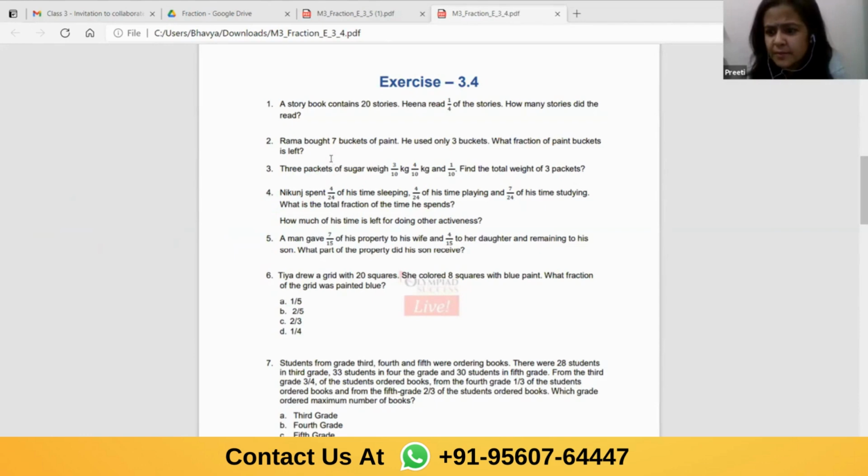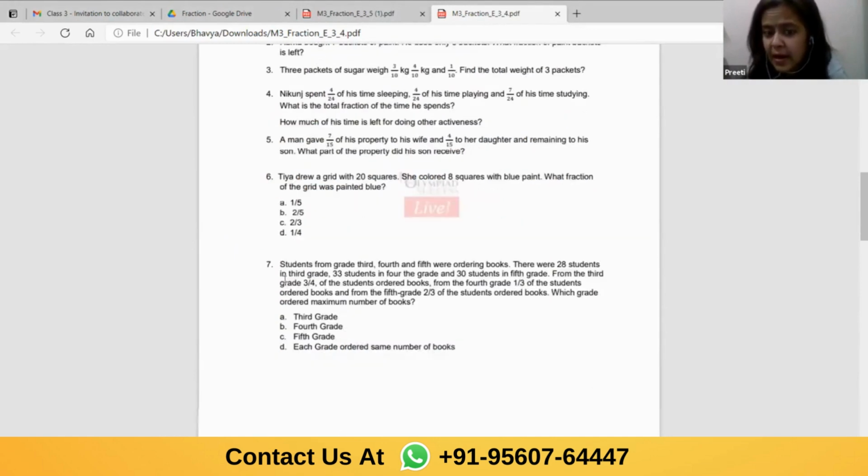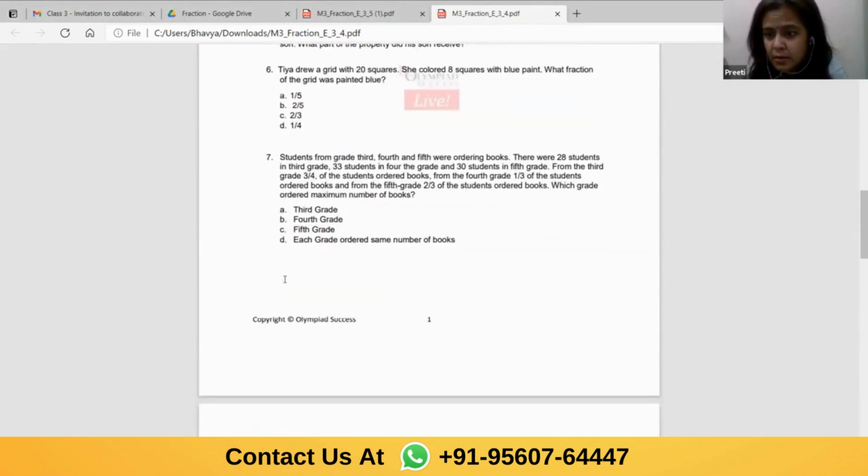6th question. Yes, ma'am. Whatever questions I'm doing with you, make sure you revise all of them. You do it once on your own, all the questions of this exercise. Am I clear? It's not like we're done in the class, so we won't repeat. If you repeat, your fractions concept will become stronger, if you do it on your own.